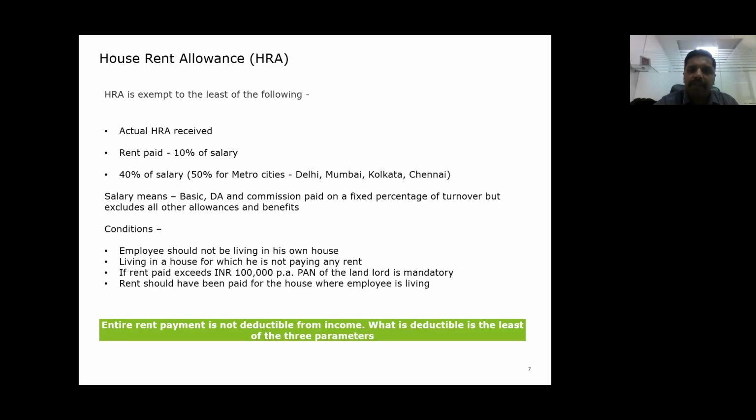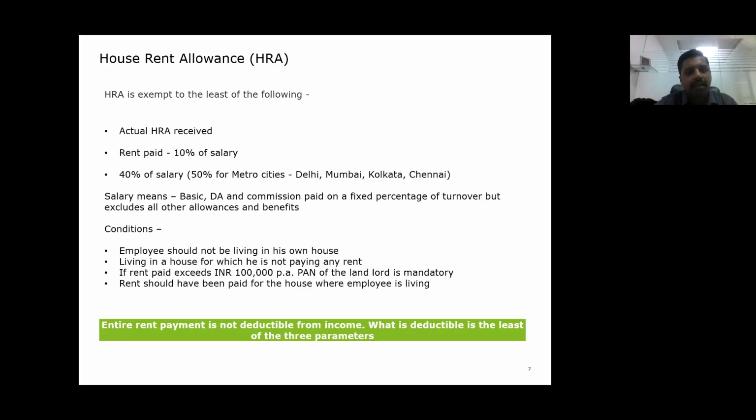The salary definition is not the one which we discussed earlier, but for the purpose of HRA, salary is specifically defined to include basic, dearness allowance, and commission. Commission will form part of the salary only if it is paid on a fixed percentage of turnover achieved by the employee, and it excludes all other allowances and perquisites or benefits, retirement benefits, everything. So what is included is only basic, DA and commission, and what is exempt? The three criteria conditions we have seen, and the least of the number which you get out of those three conditions is what is exempt.